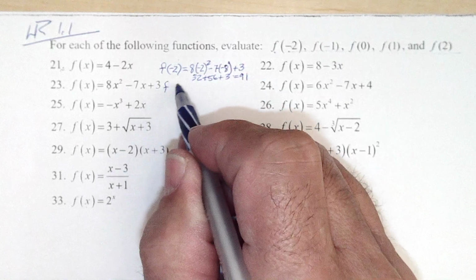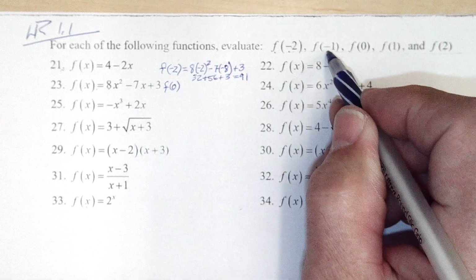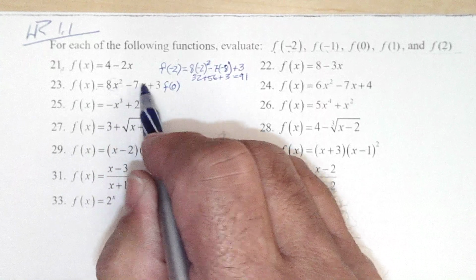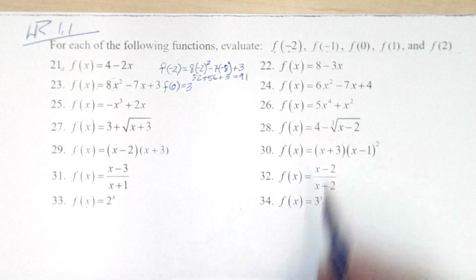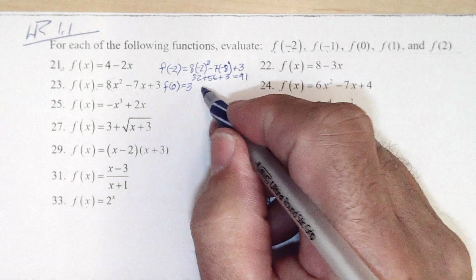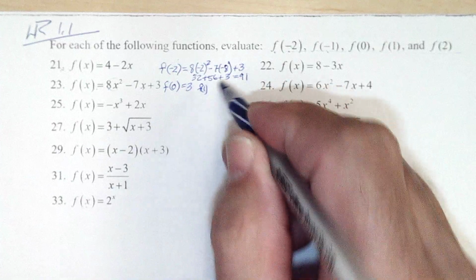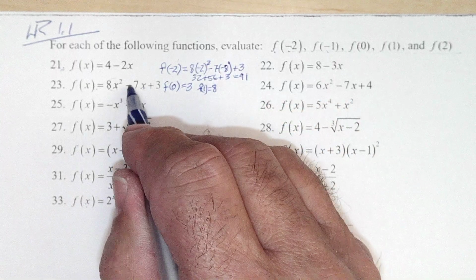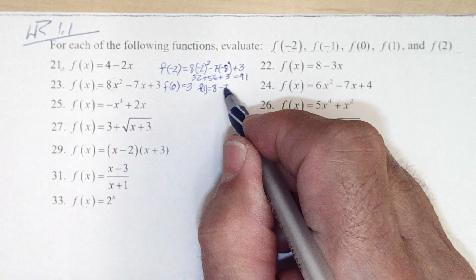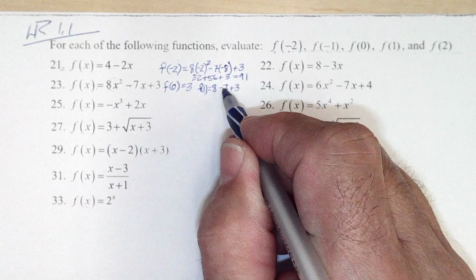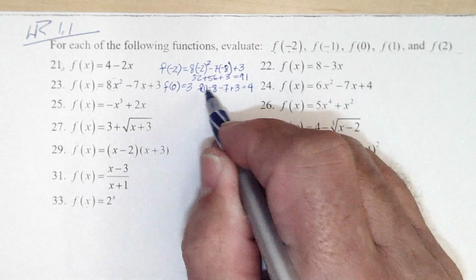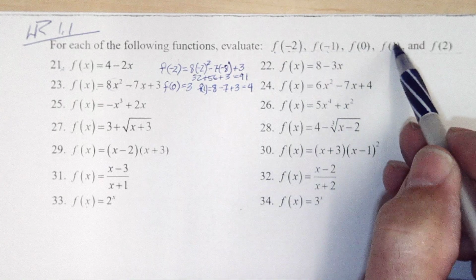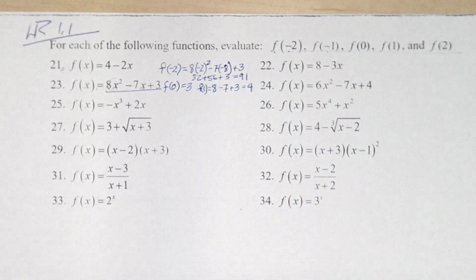Then let's just do f of 0. I'm skipping that one, 0. So that means put 0 in for the x's. So that would have been 0, that would have been 0, and so we get 3. That's pretty easy. Let's find f of 1. 1 squared is 1 times 8 is 8. Minus 7 times 1, so that's minus 7 plus 3. So 8 minus 7 is 1 plus 3 is 4. So f of 1 is 4. So all we're doing is putting these numbers in for the x's and evaluating the expression.